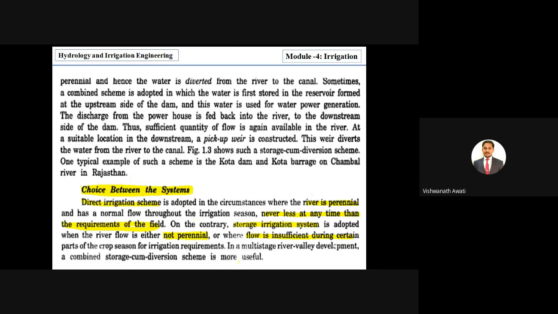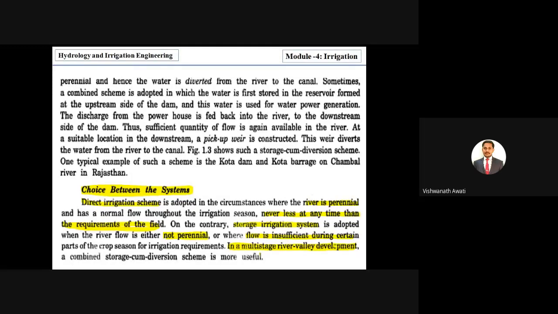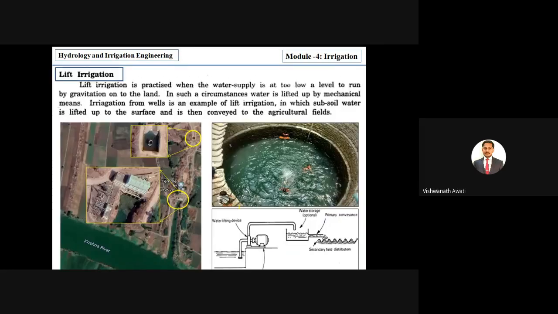Next we'll go for multiple river valley development, multi-purpose dams, right? You can see multi-purpose infrastructures. In multi-stage river valley development, a combined storage cum diversion scheme is more useful. For example, a dam is constructed to generate hydropower, right? So here the dam is used for irrigation as well as water supply as well as hydroelectric power generation. So then this combined system will be adopted, right? So next we'll go for lift irrigation, right?